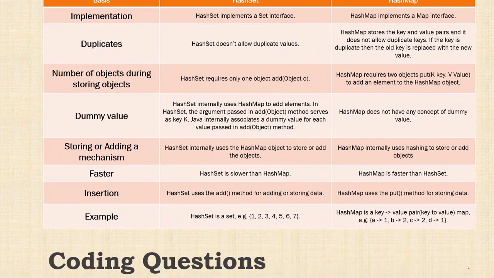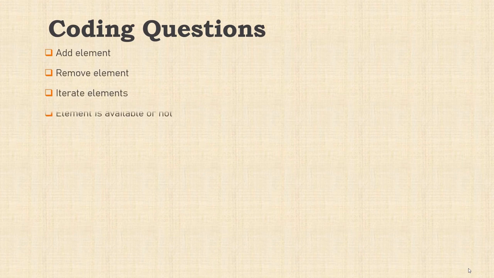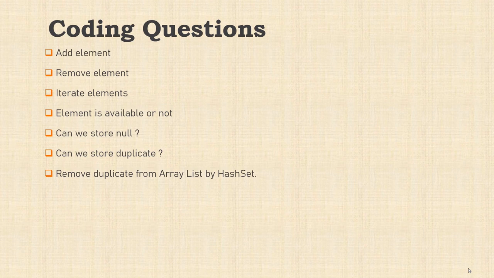So let's start coding, next topic. We'll cover all the questions: add element, remove element, iterate elements, and how we can check whether an element is available or not. We'll also check whether we can store null, whether we can store duplicates, and how to remove duplicates from an ArrayList by HashSet. So we'll do coding also.